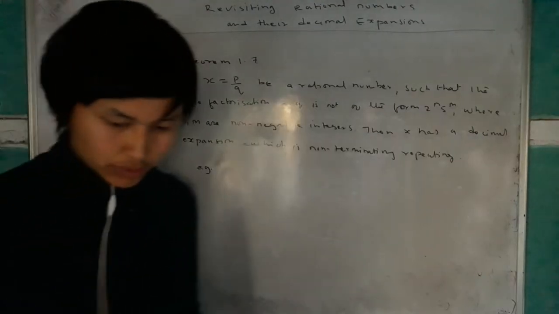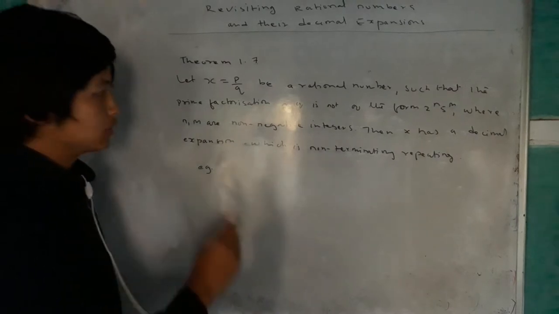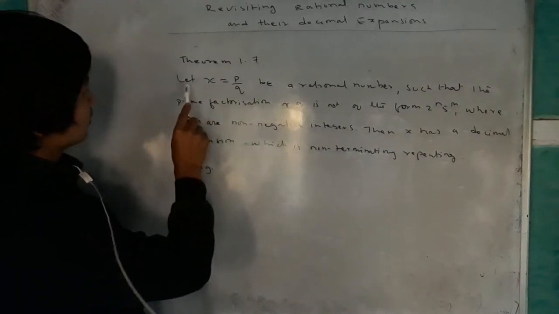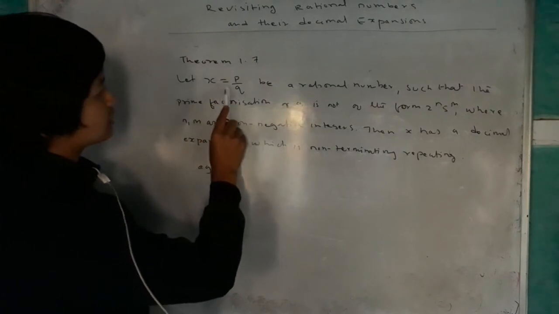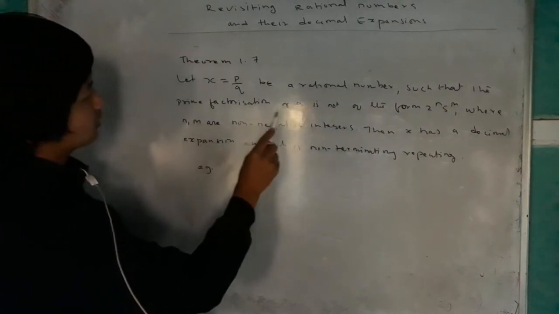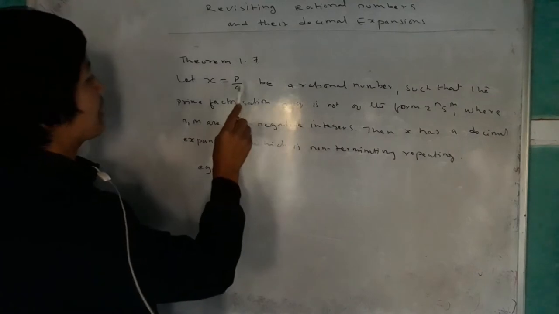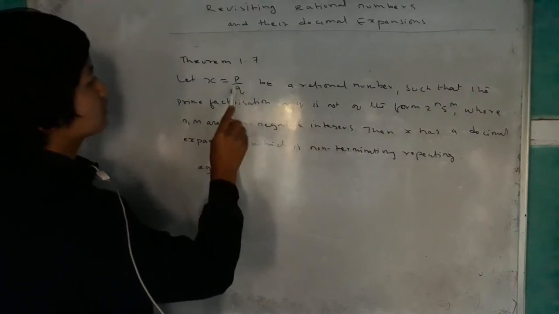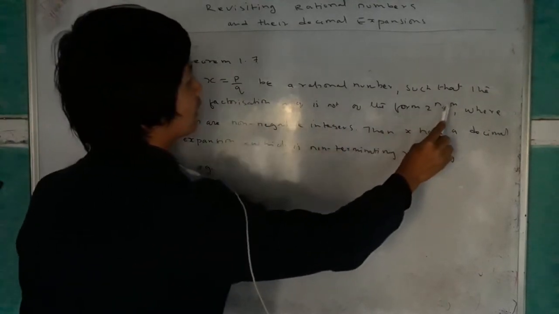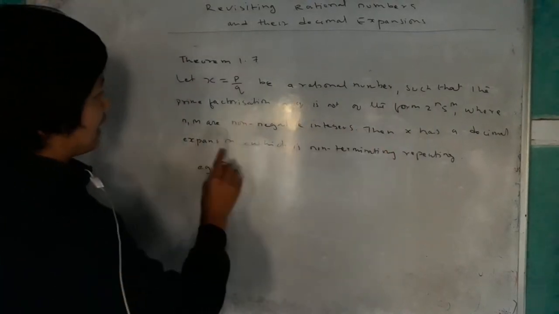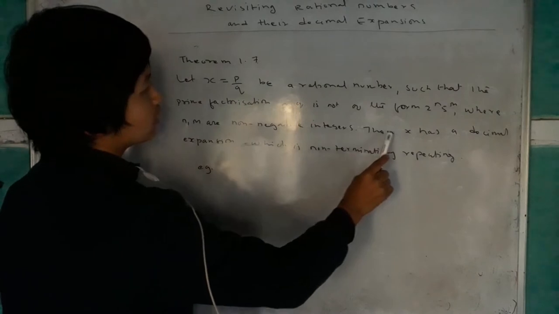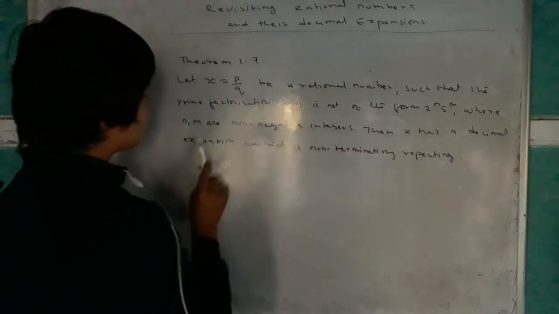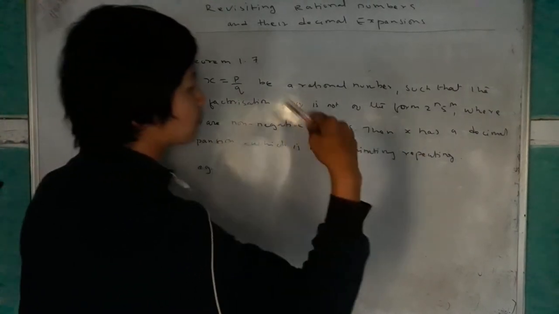So next, theorem 1.7. What is the theorem saying? I'll quickly revise. Let x equals p by q be a rational number such that the prime factorization of q is not in the form of 2 to the power n, 5 to the power m, where n and m are non-negative integers. Then x has a decimal expansion which is non-terminating repeating.